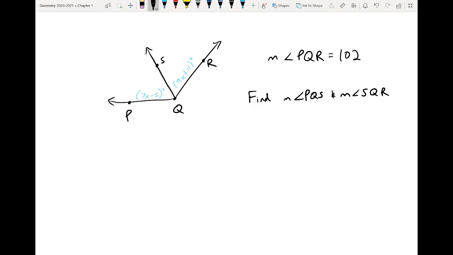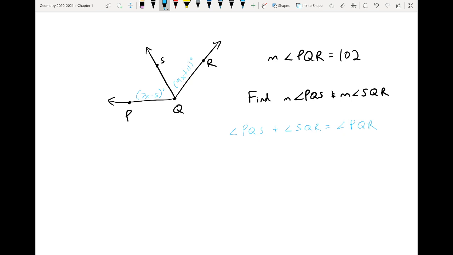So, when we complete these problems, similarly to when we had to provide a segment addition statement, we need to also provide an angle addition statement here. So we'll need to find PQS and SQR. We know that PQR is 102, but moreover, look at your diagram. Think about your angle addition postulate. We know that if we take the sum of PQS and SQR, that's going to create angle PQR. Or conversely, that PQR is the sum of PQS and SQR.